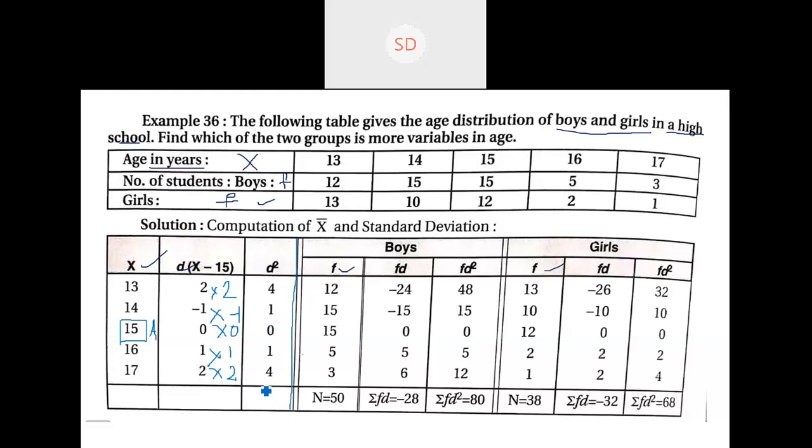Did you all understand only the first three columns, that is x, d which is x minus 15, and d square? Did you all understand only till that? I've just taken the x data and calculated the deviations. How did I calculate deviations? X minus assumed mean. For the assumed mean, I took the central value, which is 15. Everybody understood until that?